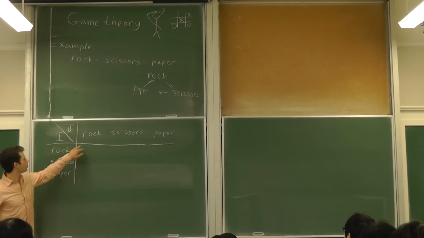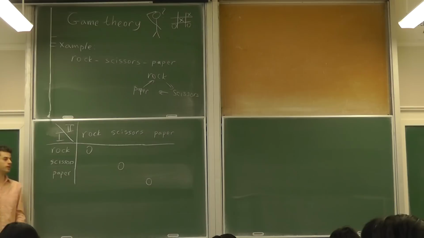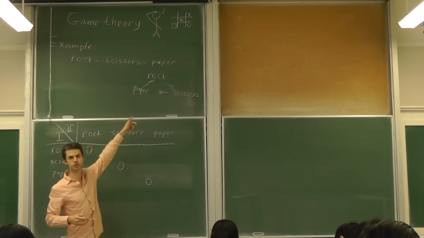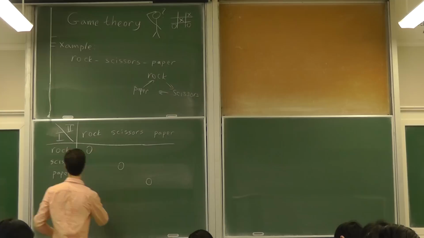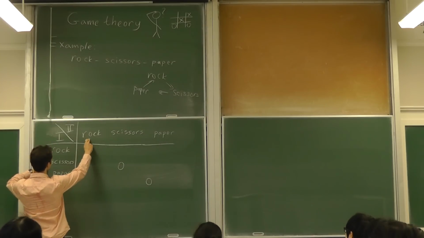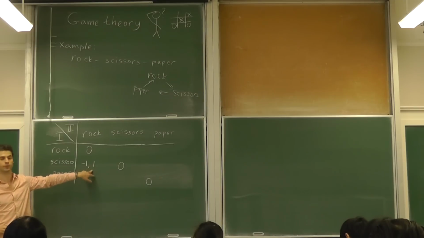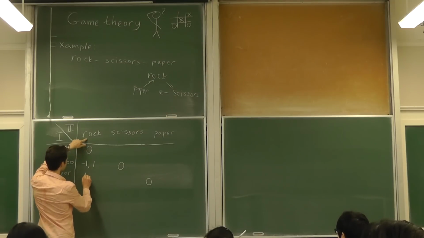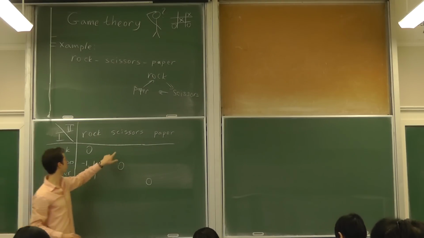And the outcome is as follows. If both decide to choose the same thing, nobody gets a point. If one of them chooses an object which beats the other object according to these rules, he will get 1 point, and the opponent will lose this 1 point. So rock beats scissors. So if the first player chooses scissors and the second one rock, the first player loses, the second player gains 1 point. If the first player chooses paper, it beats rock, so a win for the first player, a loss for the second one.